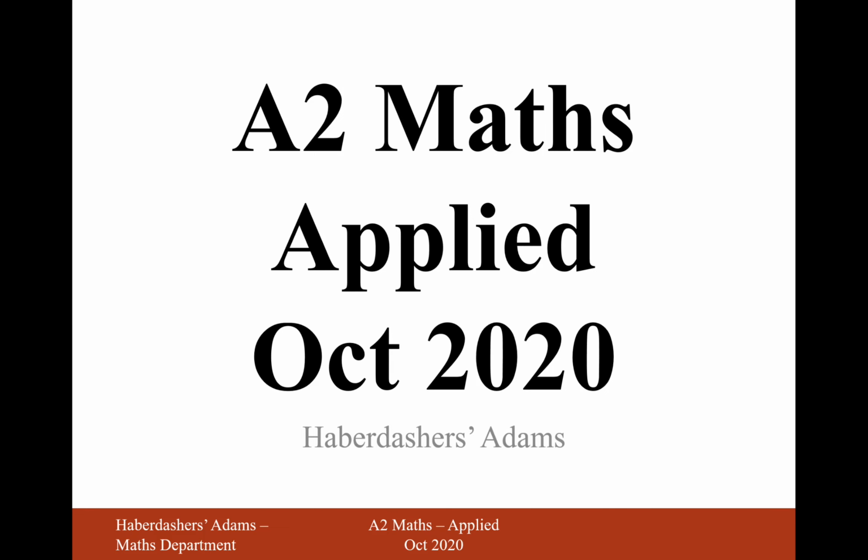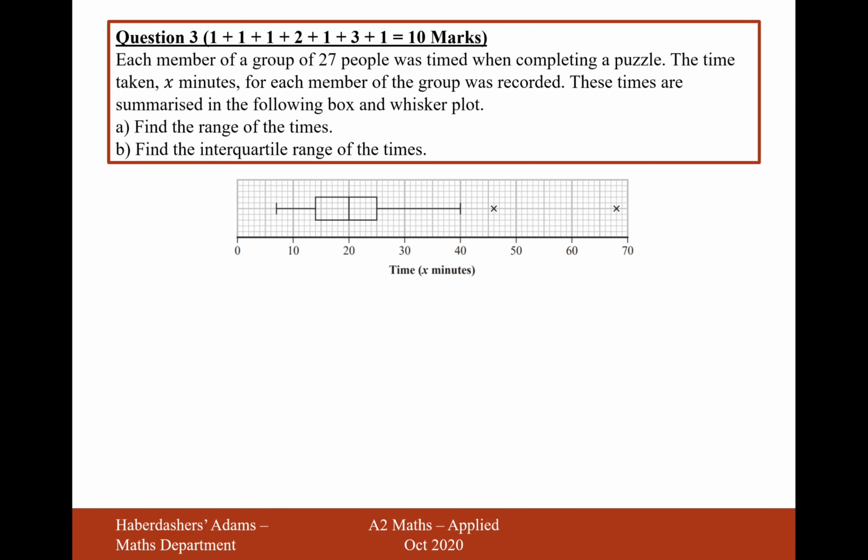Hello there, welcome to the October 2020 applied paper. Here we're looking at question 3. Each member of a group of 27 people was timed when completing a puzzle. The time taken, X minutes, for each member of the group was recorded. These times are summarised in the following box and whisker plot. Find the range of times.